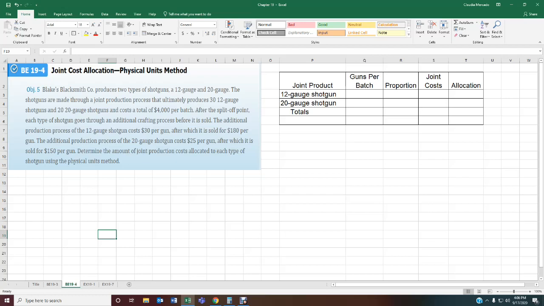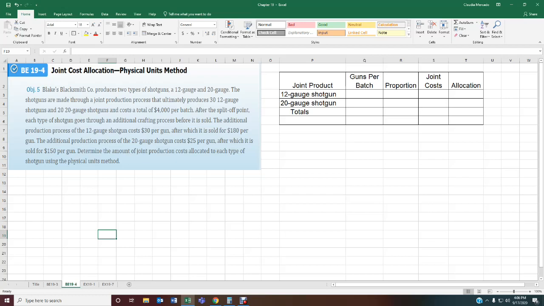So we're working out a problem. We need to be very clear about what we're reading. So what they've just told us here is that we manufacture these two types of shotguns in batches, okay, and that we spend $4,000 in the batch. And within that batch, we produced 30 12 gauge shotguns and 20 20 gauge shotguns.